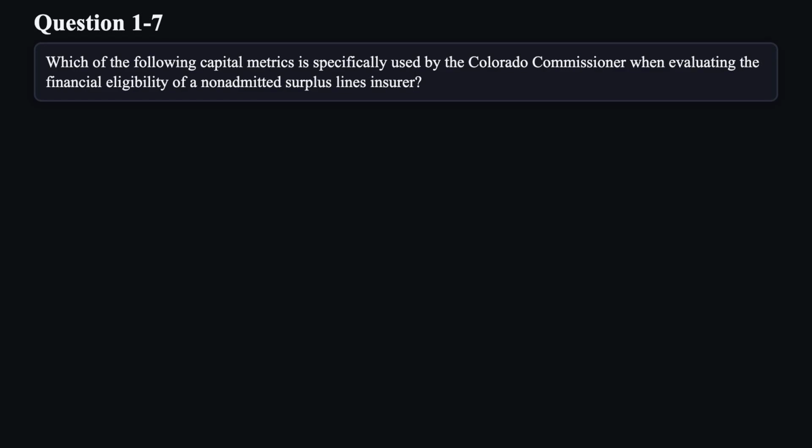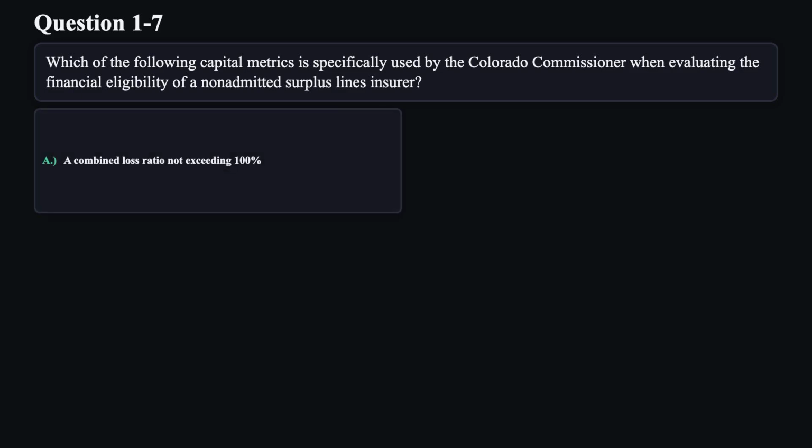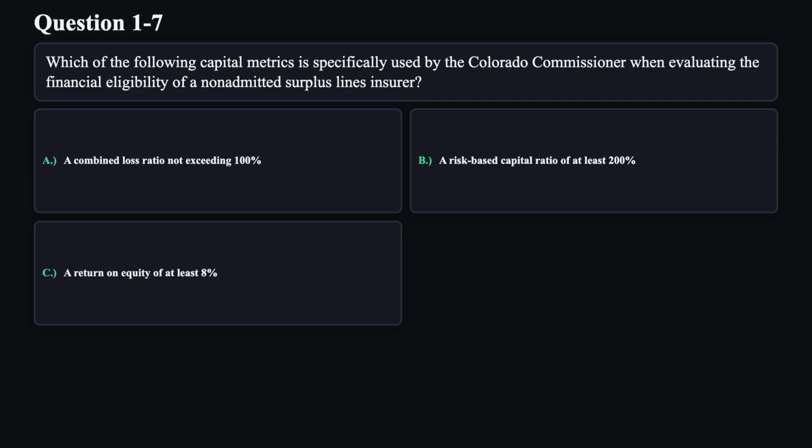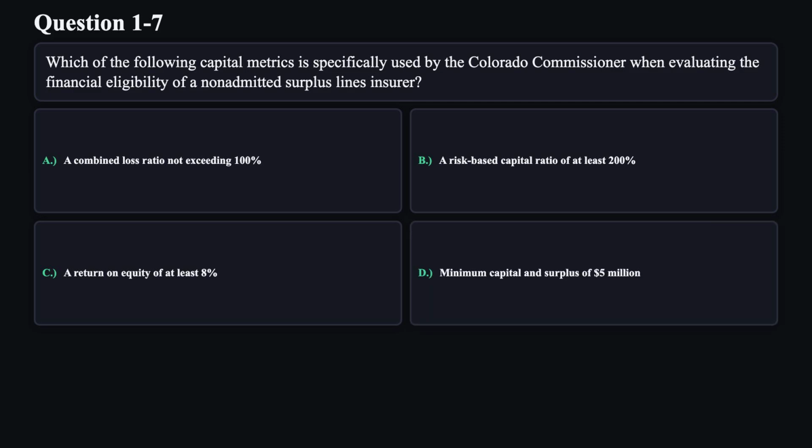Question 7. Which of the following capital metrics is specifically used by the Colorado Commissioner when evaluating the financial eligibility of a non-admitted surplus lines insurer? A. A combined loss ratio not exceeding 100%. B. A risk-based capital ratio of at least 200%. C. A return on equity of at least 8%. D. Minimum capital and surplus of $5 million.